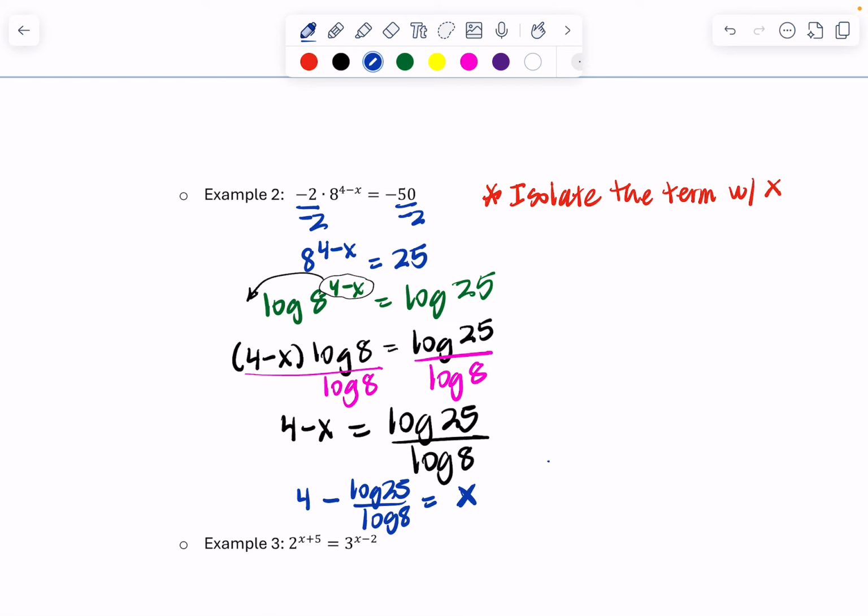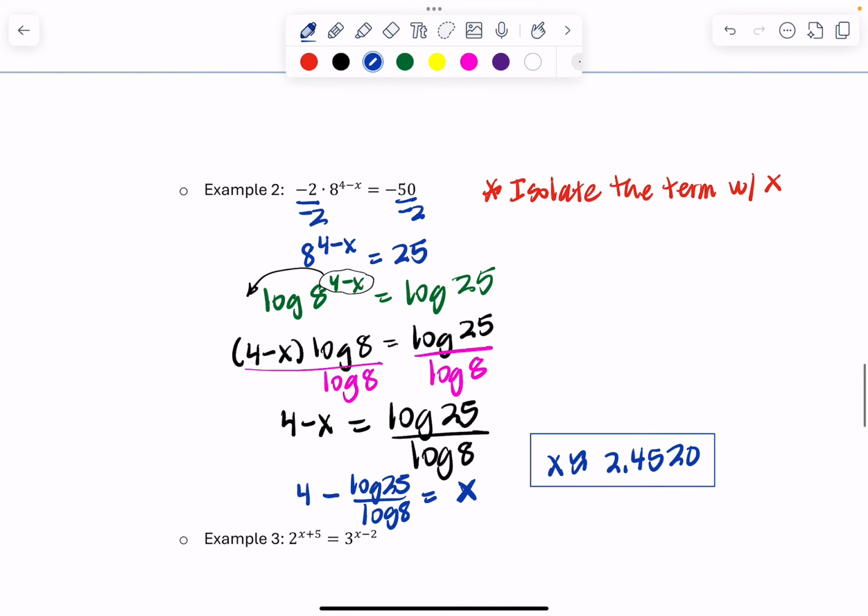And then, of course, plug it in your calculator. Make sure you're getting the answer. I believe it is this one. If you don't get that, please let me know so we can figure out if you're wrong or if I'm wrong, okay? But that's what it needs to be.